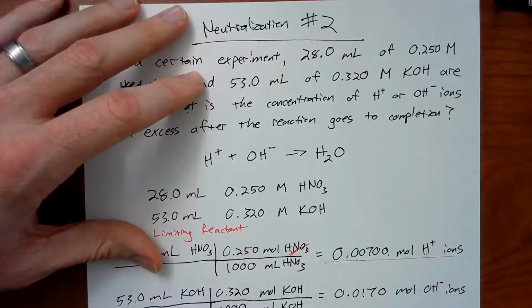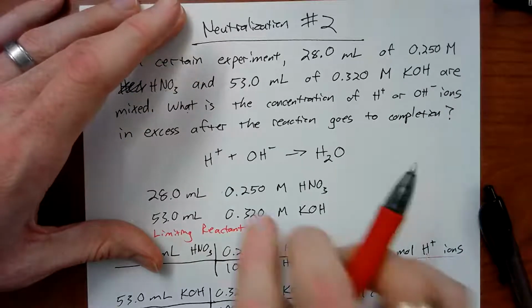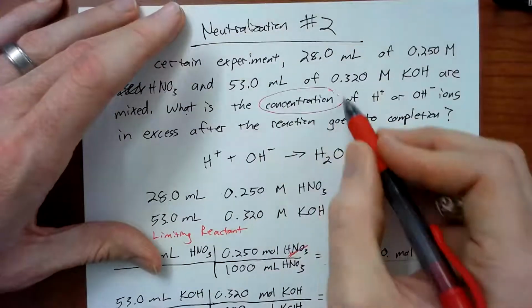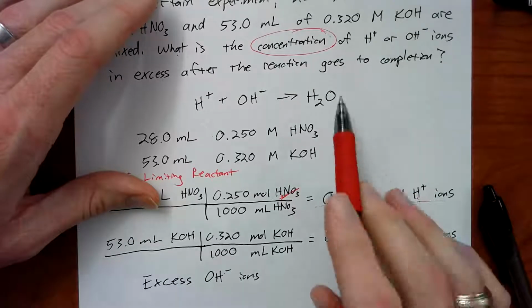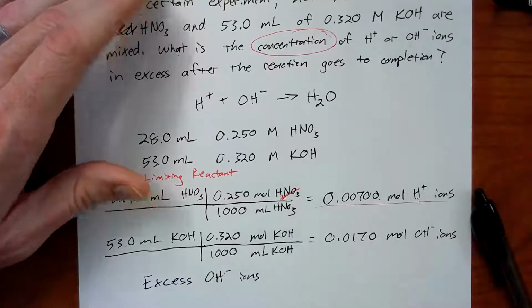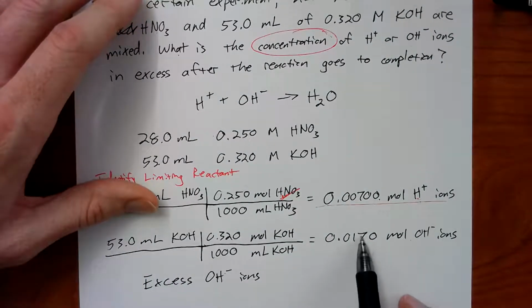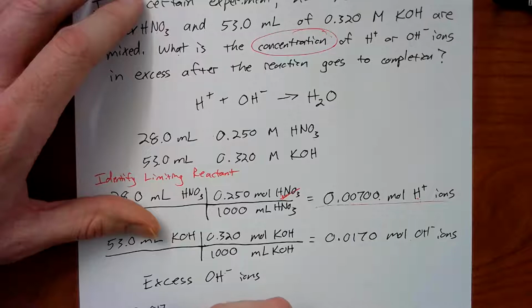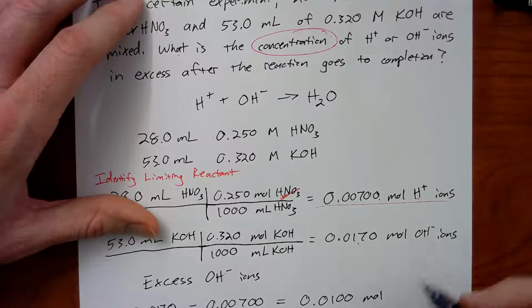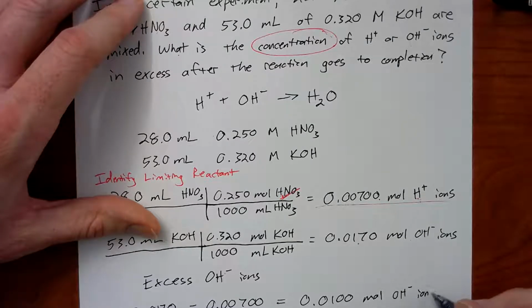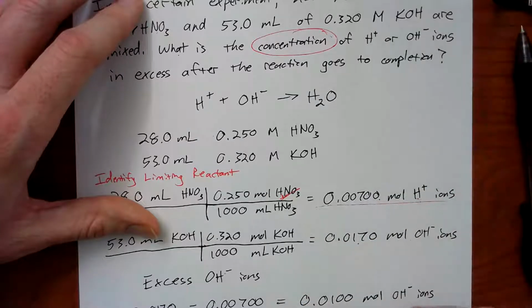And then I will have excess OH- ions. Okay, so I did the first part, but it asked me to find the concentration of the OH- ions. So now I'll do a little math where I take 0.0170, that's this number, and subtract 0.00700. That gives me 0.0100 moles of my OH- ions in excess. Very nice.